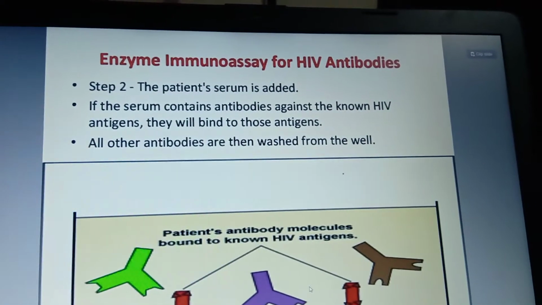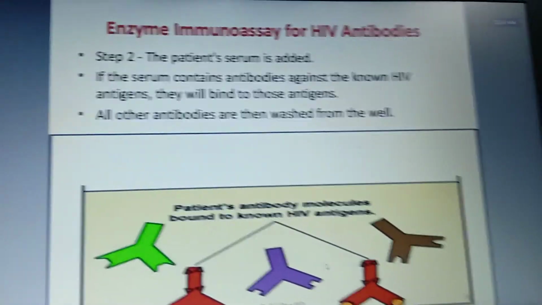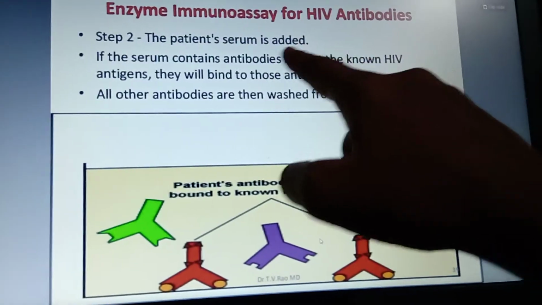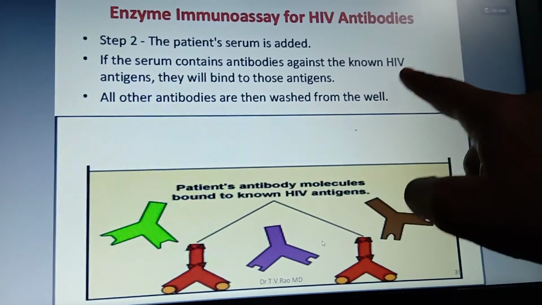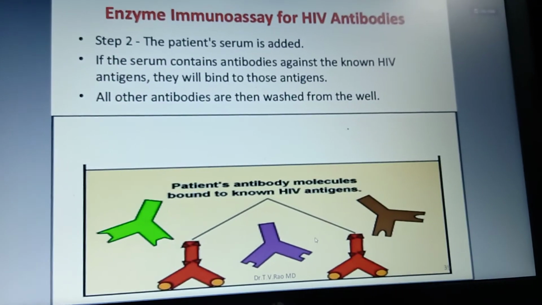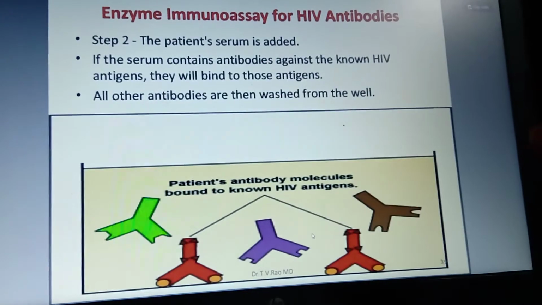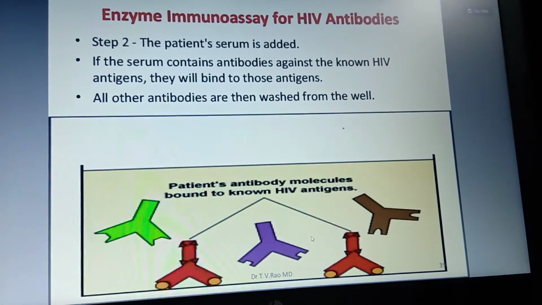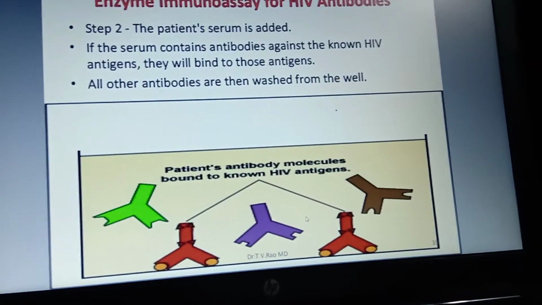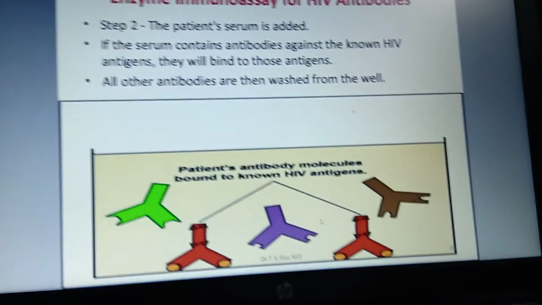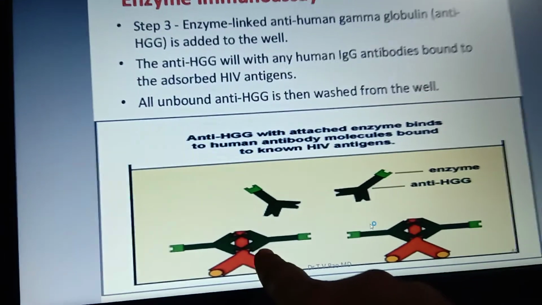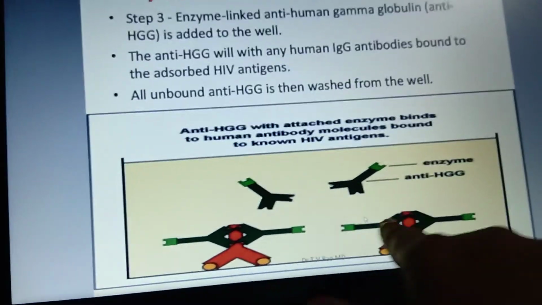And enzyme immunoassay for HIV antibodies. A simple explanation: the patient serum is added, and the serum contains antibody against the known HIV antigen. When you wash it, everything else will go off, but whatever is bound is going to be attached to these structures. So that is called an enzyme immunoassay for HIV antibodies. If the person has HIV, it is going to be attached like this.